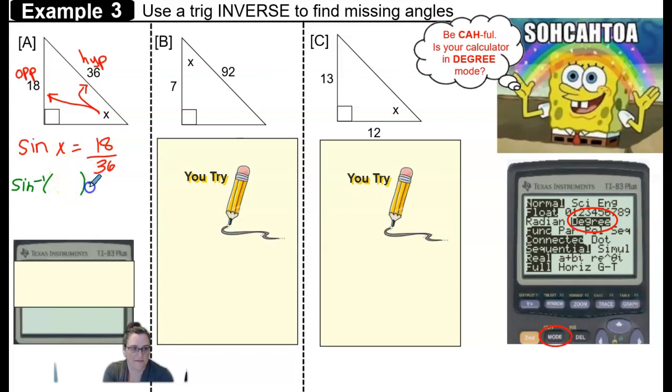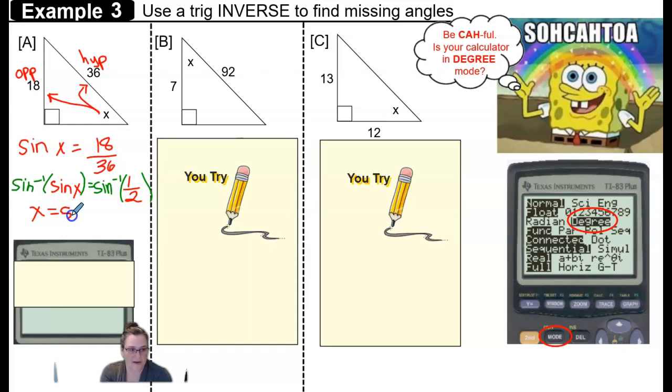So we're going to take the arc sine of the left and the arc sine of the right. On the left, we're taking the arc sine of the sine of x, and on the right, we're taking the arc sine of 18 over 36, which is 1/2. Now, the inverse of sine and sine cancel each other out and leave us with just an x.